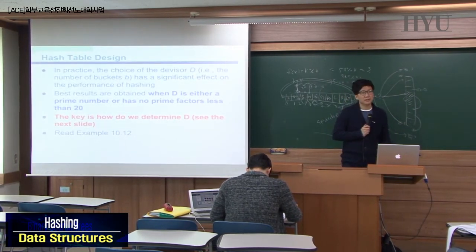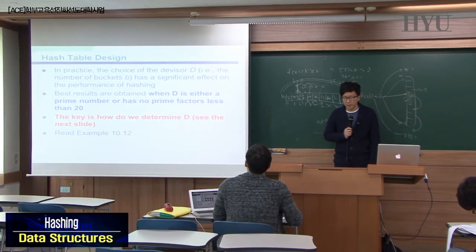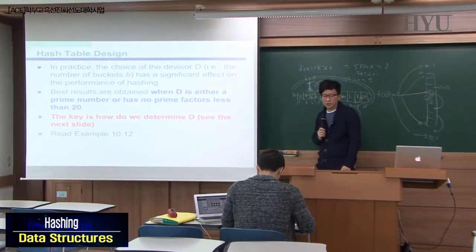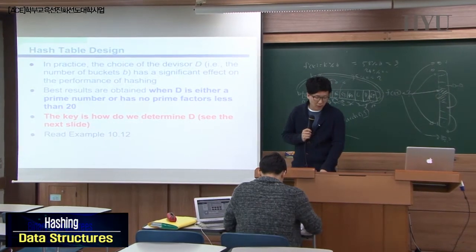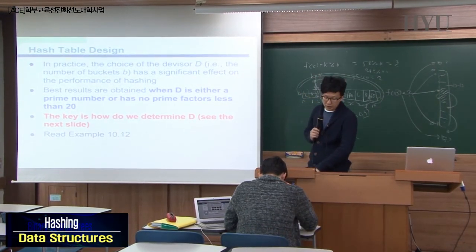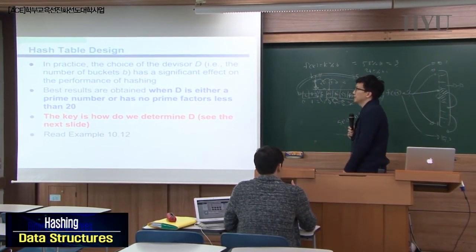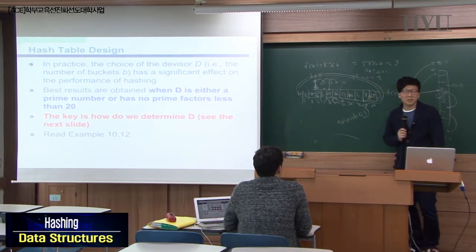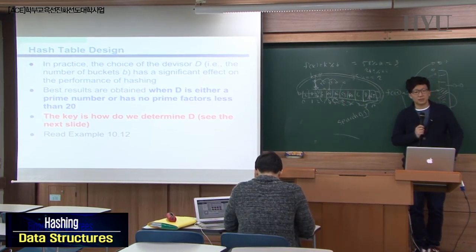That's going back to this. When you design a hash table, you should consider the value of the number of buckets B. They call it a divisor, D. What is the total size of the list? It should be very important.